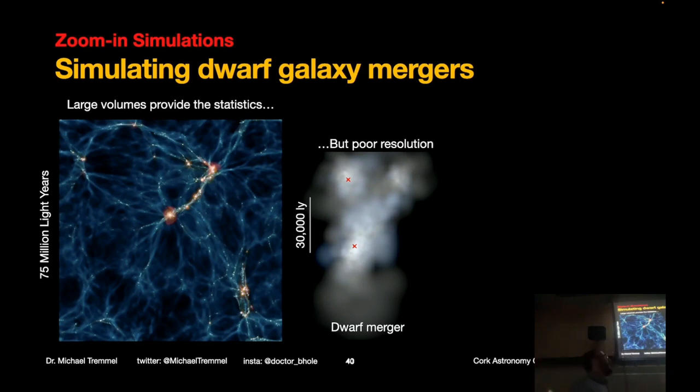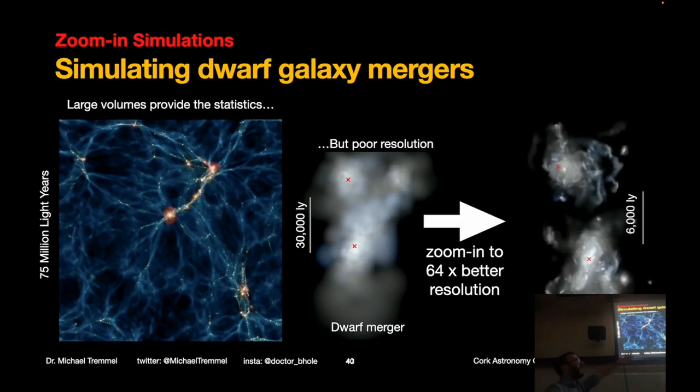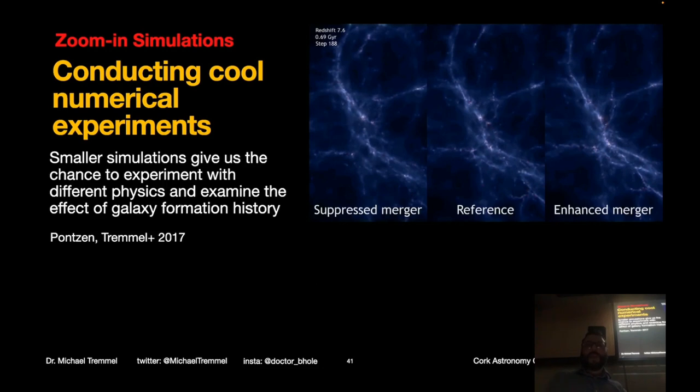So what I can do is say, all right, if I want to learn a lot more about these two black holes and how they evolve, I can zoom in to this galaxy. I can cut it out of my simulation, and I can re-simulate it at much higher resolution, and I can get something that's much more detailed. Now, I don't have the statistics anymore, but now I have really fine detail of my galaxy, and I can study that in different ways. So just one other cool thing we can do that I want to point out with these individual galaxies is we can actually do some cool experiments, right?